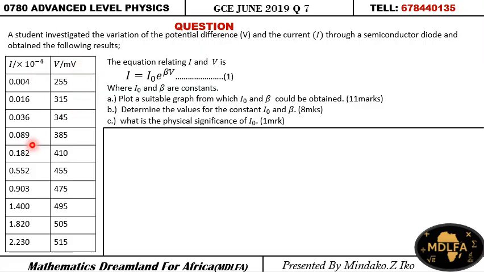So these are our current values and these are our voltage values. The equation relating I and V is I equals I naught e power beta V, and we label it equation 1, where I naught and beta are constants. Part A says plot a suitable graph from which I naught and beta could be obtained, for 11 marks. Part B says determine the values for the constants I naught and beta, for 8 marks. Part C says what is the physical significance of I naught. So that is the question displayed to you.